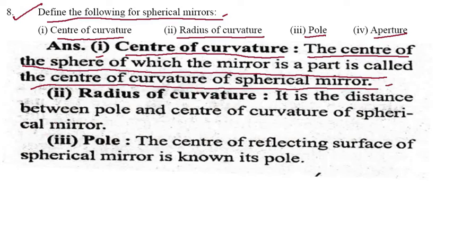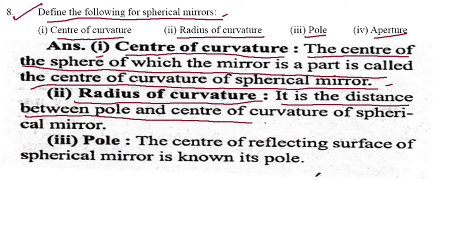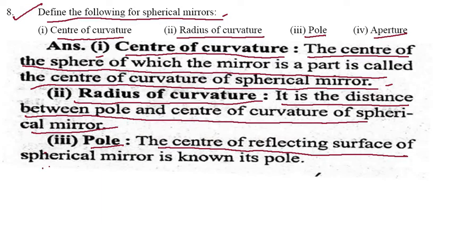Now come to the radius of curvature. It is the distance between the pole and the center of curvature of the spherical mirror. Now pole: the center of the reflecting surface of a spherical mirror is known as its pole. So that one is your answer.